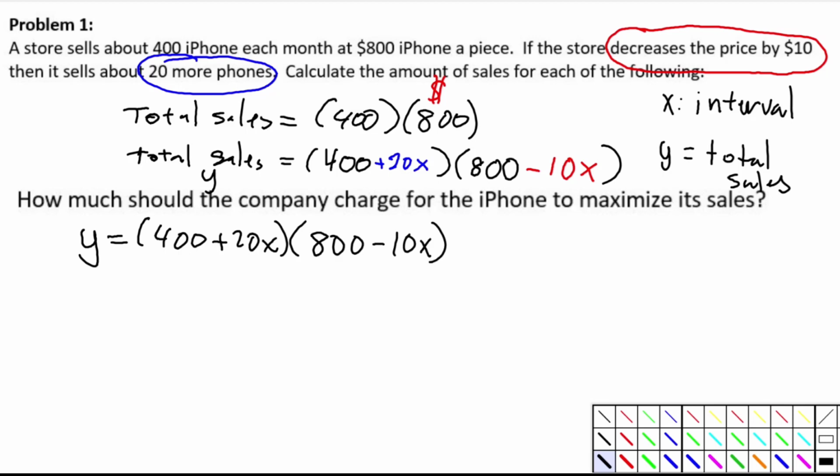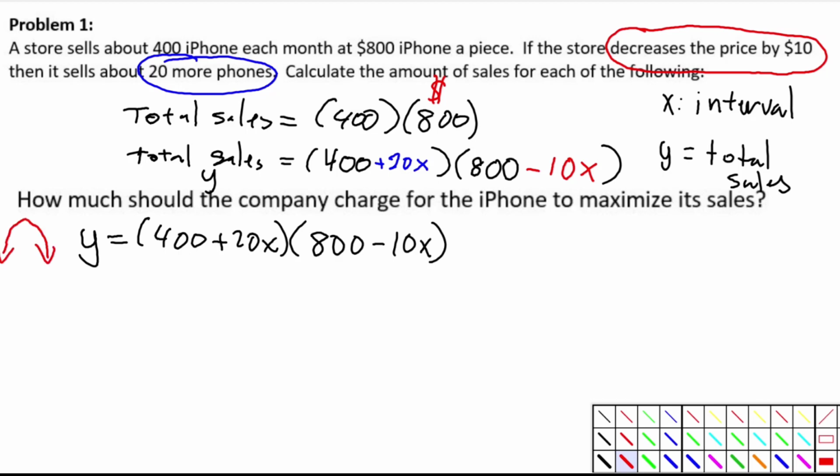And there's my function. And this graph would tell me the number of sales per interval that I have. So the first thing I should notice is that if I multiply this out, this is a quadratic, and it's going to be concave down. It's going to look like this.